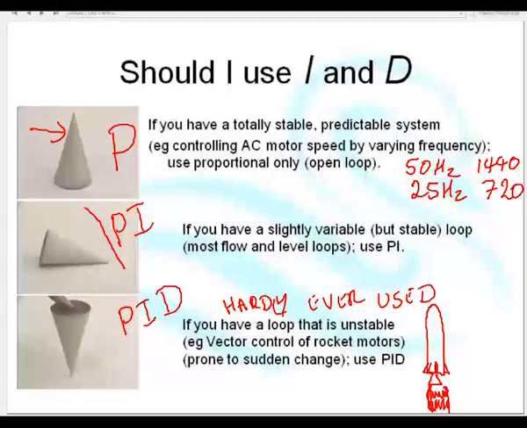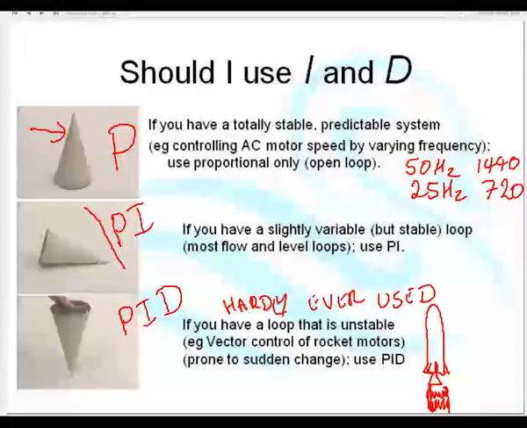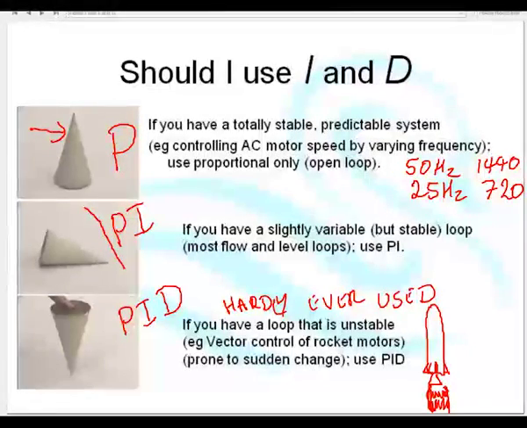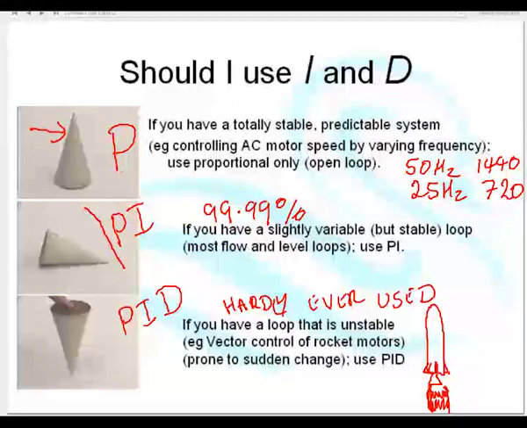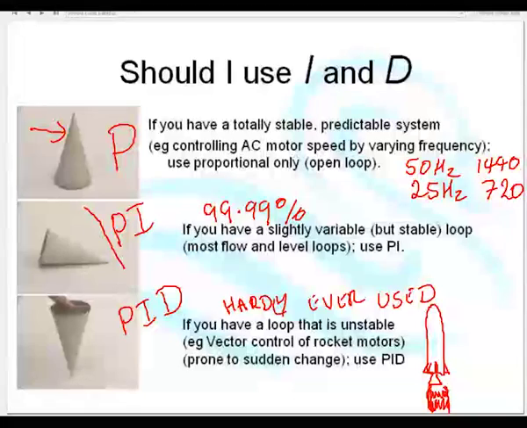We hardly ever use the D term. We use the P and I terms in 99.99% of the control loops you will see. You'll use P and I. 99.99% of the loops are pretty predictable, but not totally.